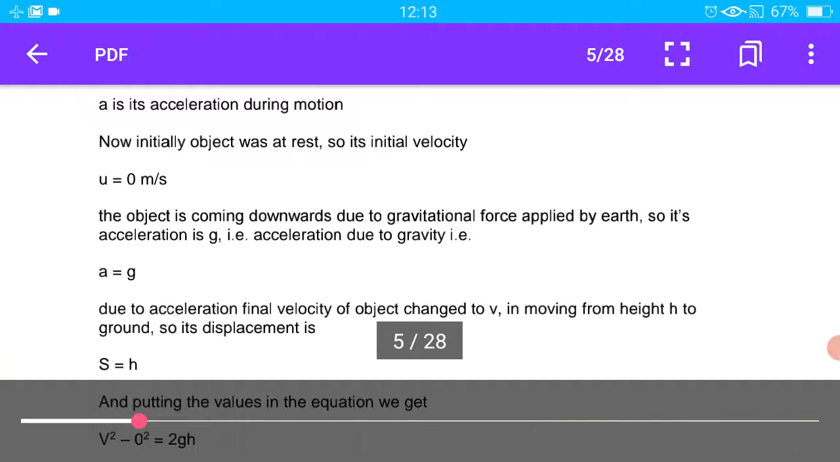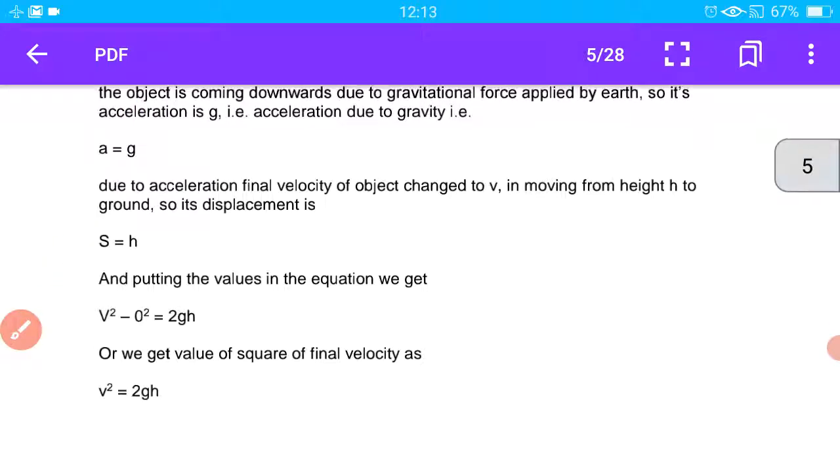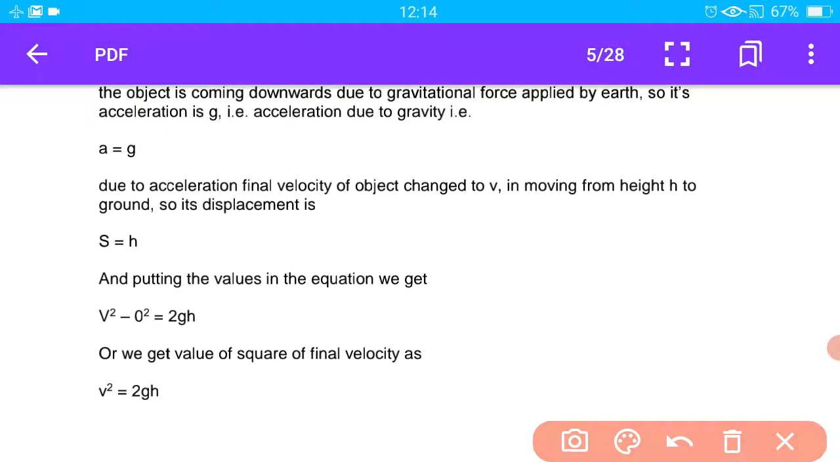u equals 0 meters per second. The object is coming downwards due to the gravitational force applied by the earth, so its acceleration is a equal to g, the acceleration due to gravity. Due to this acceleration, the velocity of the object changes to v in moving from height h to the ground, so its displacement is s equal to h.